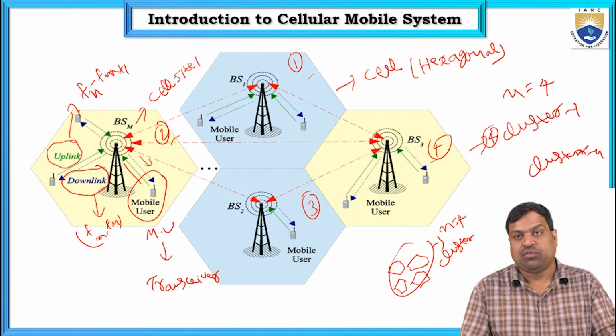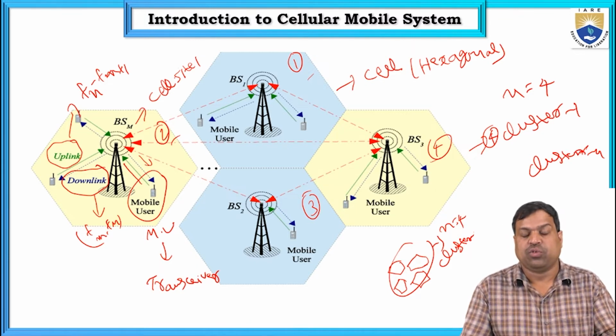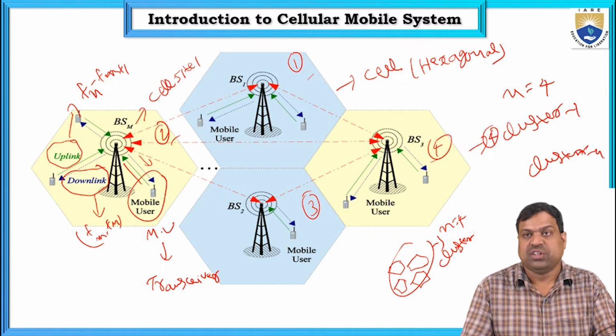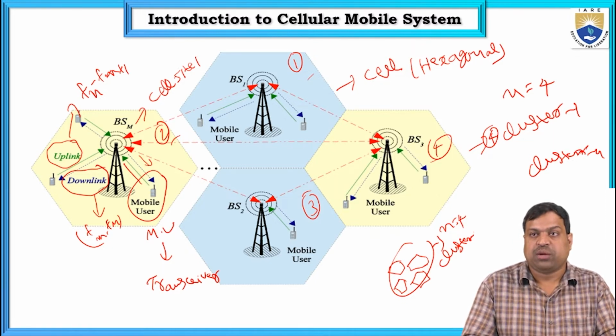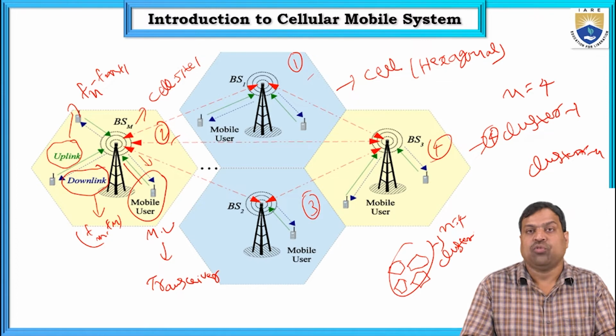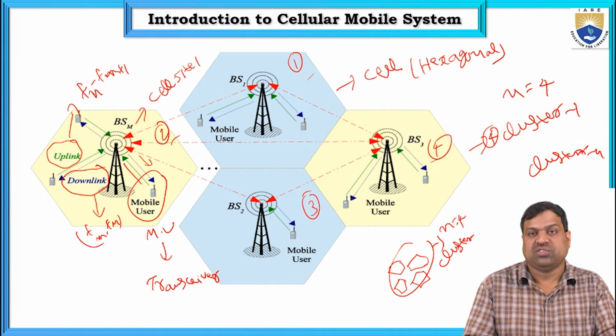There is no need to fix it at 4. N equal to 4, n equal to 8, n equal to 12, n equal to 7, like that. There is no limitation for that. So how many clusters are there? Here I'm taking one cluster, n equal to 4, which means 4 cells. N equal to 4 means one cluster with 4 cell sites. So that is one cluster.